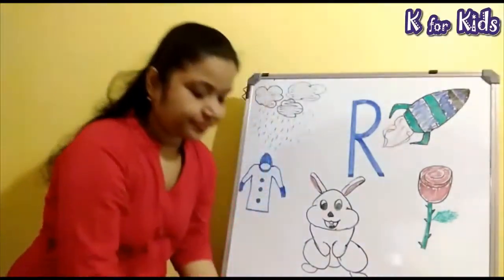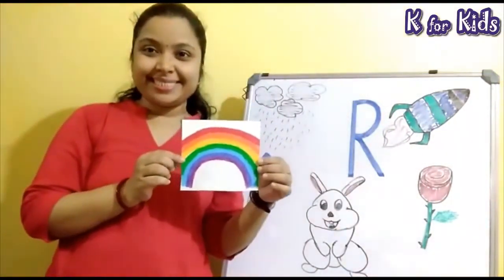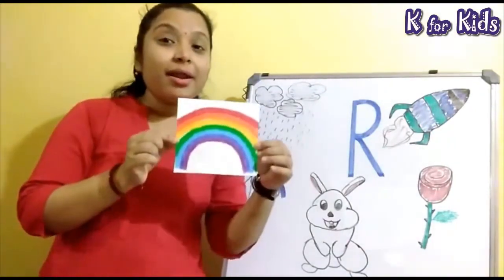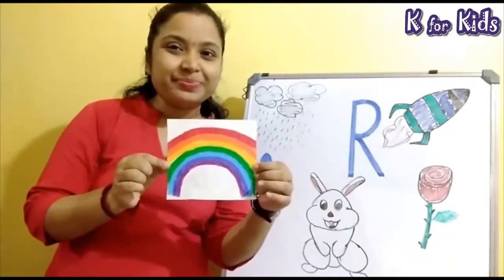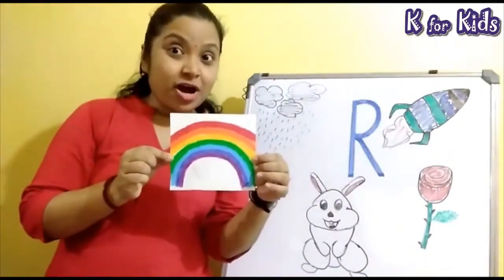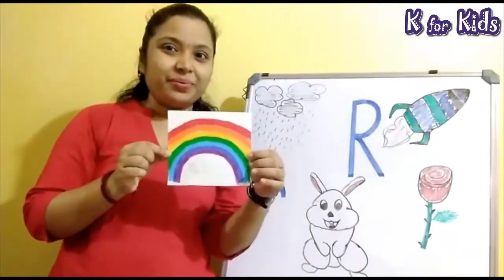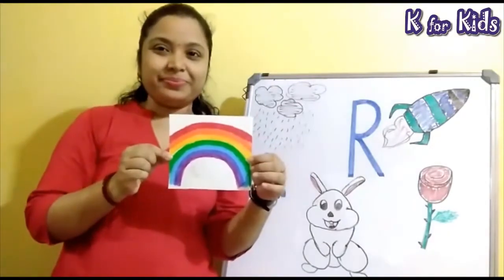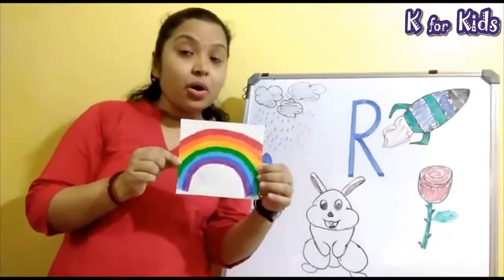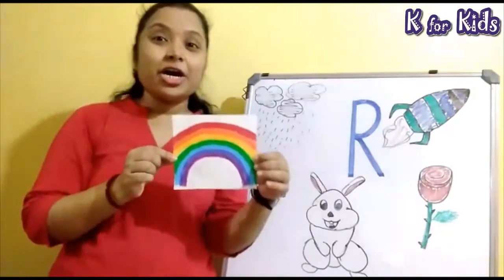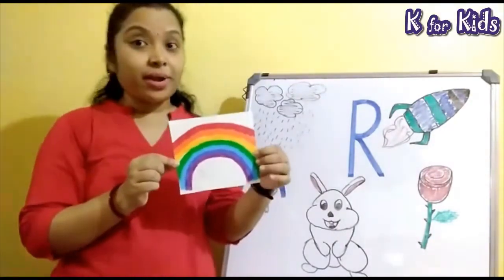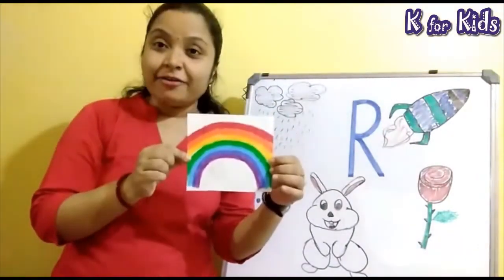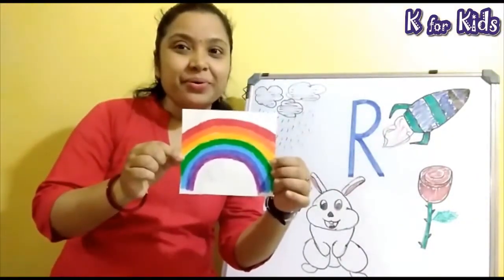Children, what is this? This is a beautiful and colorful rainbow. R for rainbow. Oh rainbow, oh rainbow, how lovely are your colors. R for rainbow.